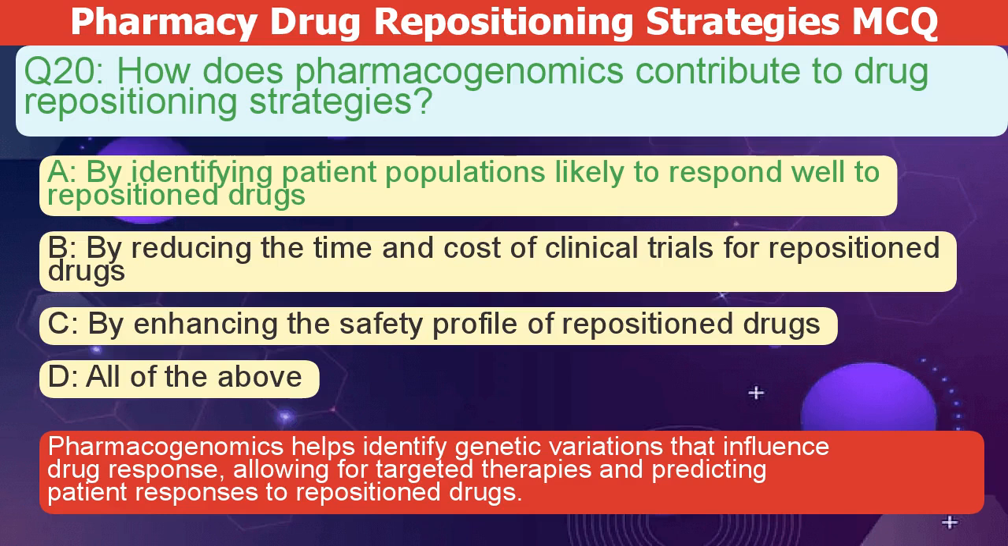Pharmacogenomics helps identify genetic variations that influence drug response, allowing for targeted therapies and predicting patient responses to repositioned drugs.